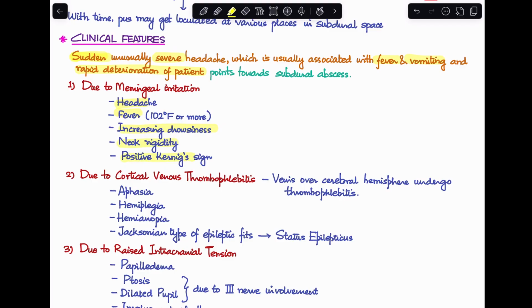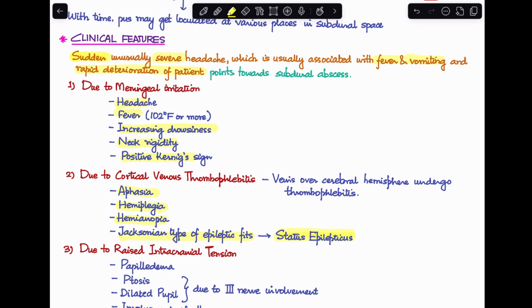The patient will also have cortical venous thrombophlebitis. What happens here? The veins that are present over the cerebral hemisphere end up undergoing thrombophlebitis. And as a result of this, the patient can present to you with aphasia, hemiplegia, hemianopia, and even Jacksonian type of epileptic fits, which may or may not end up progressing to status epilepticus.